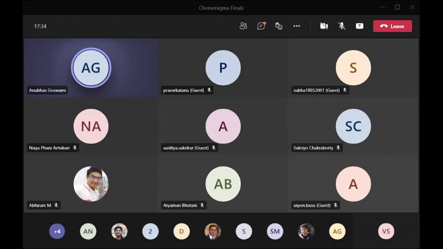Second round of Chemenigma 2021 finals, the subjective round. We are joined by our judges, Dr. Shantanu Mukherjee, Associate Professor at IISc, Dr. Devashish Dash, Assistant Professor at IISc, Dr. Garima Jindal, Assistant Professor at IISc, and Dr. Nagafani, Assistant Professor at IISc.